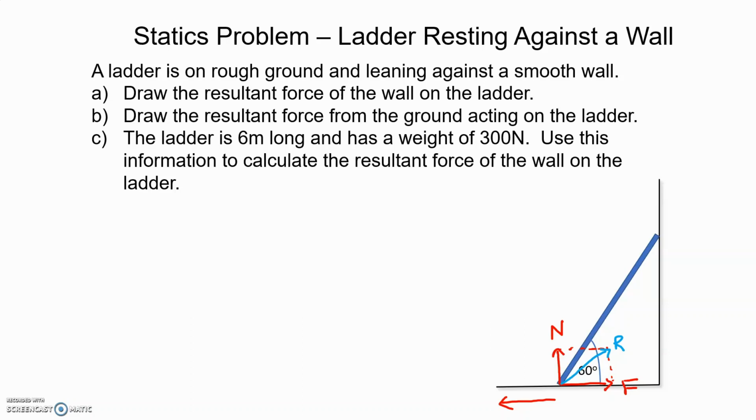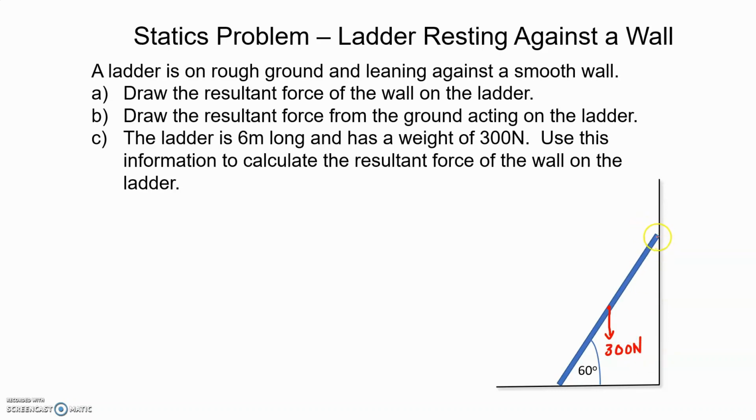And part C: the ladder is 6 meters long and has a weight of 300 newtons. Use this information to calculate the resultant force of the wall on the ladder. So what do we know here? The ladder is 6 meters long and has a weight of 300 newtons. The weight acts at the center of gravity of the ladder, and so we can draw it in that position there.